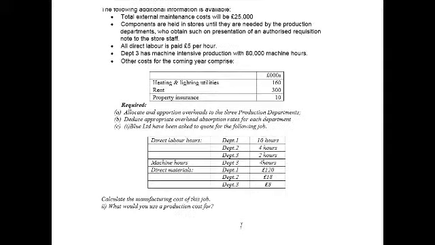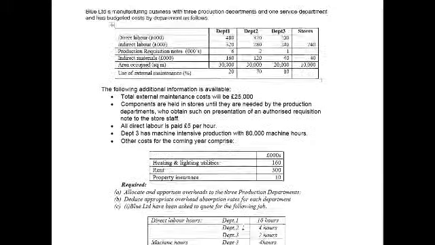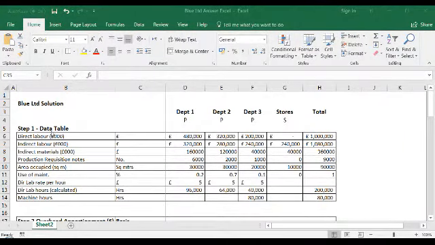So now let us look at the solution of this question. You see, in the first step I have brought all the data that is given in the question at one place. So the data table provides all the information that is available, which is helpful and useful.